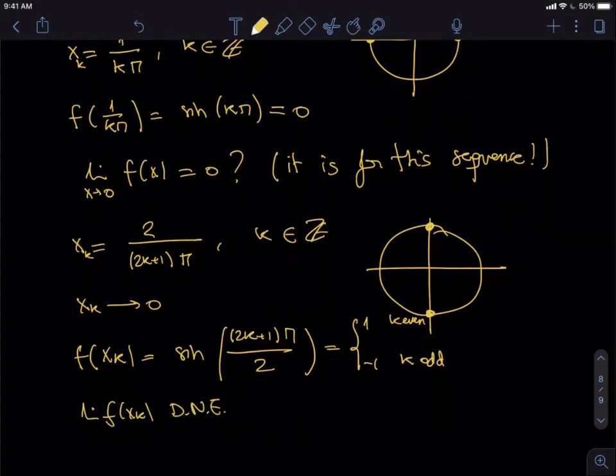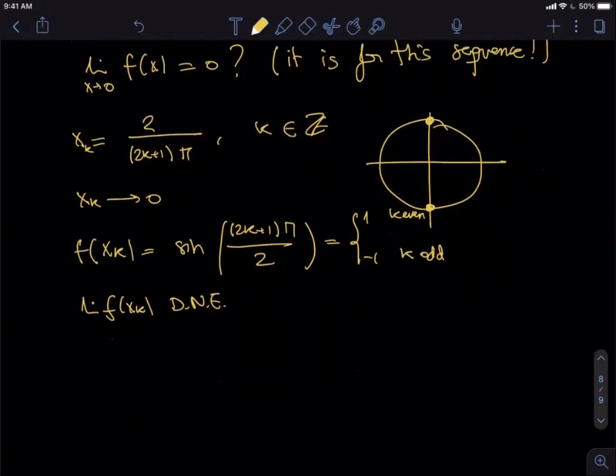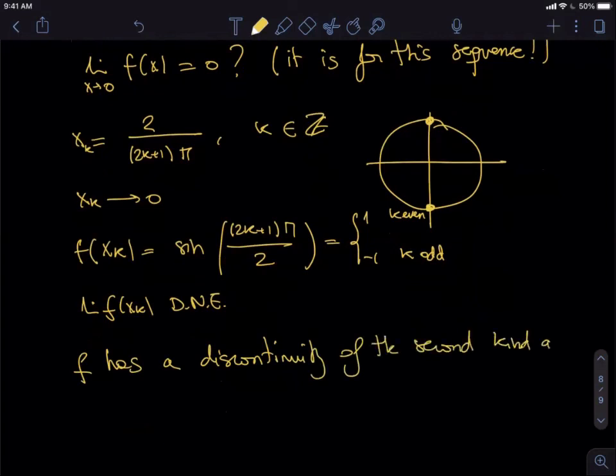So we see, and actually from the graph, we see that it's just a matter of choosing carefully the subsequence. We can get any limit between -1 and 1. Of course, in this case, f has a discontinuity of the second kind at x equals 0, and it's continuous otherwise.